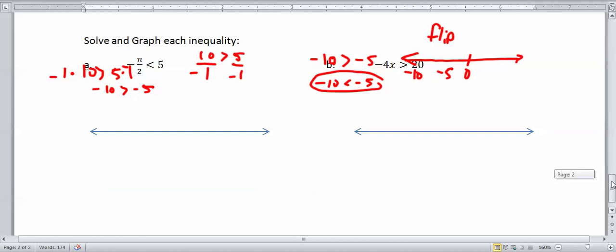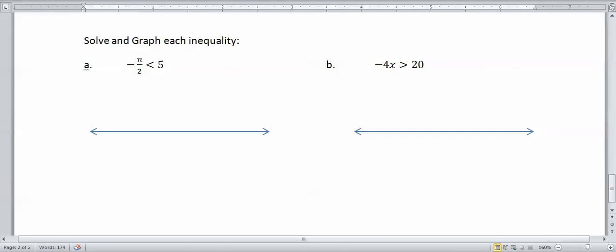Okay. So my two examples. I've got -n over 2 is less than 5, so I'm going to multiply both sides by -2. The -2 drops out. I've got n all by itself. This becomes -10. Right? And just like in my previous example, I'm multiplying by a negative number, so I need to flip my sign. It's got to go from less than to greater than. Okay, so I've got n is greater than -10.